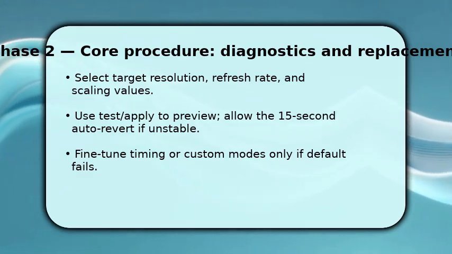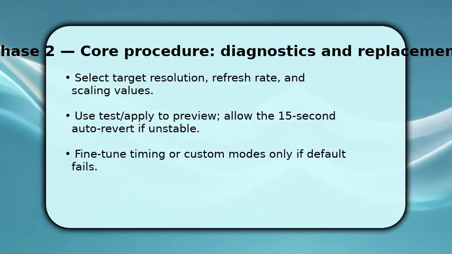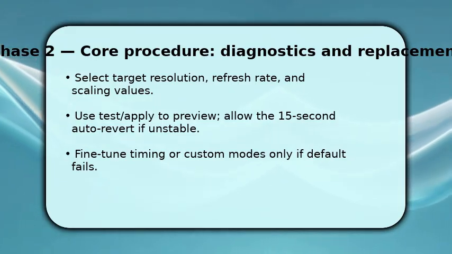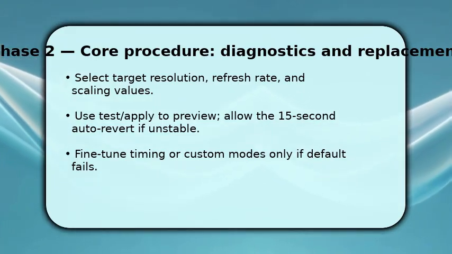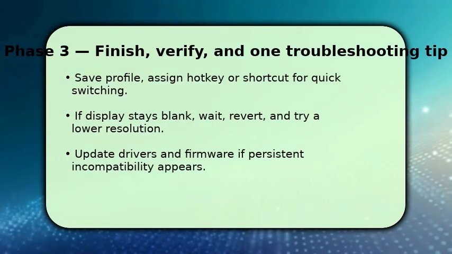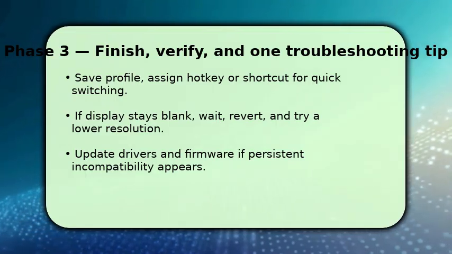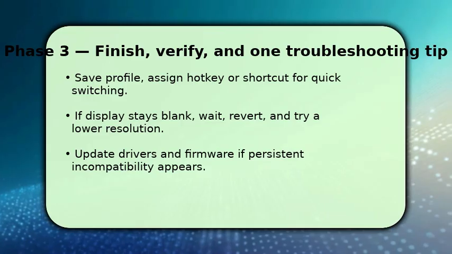If the preset doesn't match, create a custom mode and tweak horizontal/vertical timings carefully, because precise timing determines signal compatibility. Once settled, save the profile so you can instantly reapply later without repeating manual tweaks. To finish, save the working profile and assign a hotkey or desktop shortcut so you can toggle resolutions quickly.